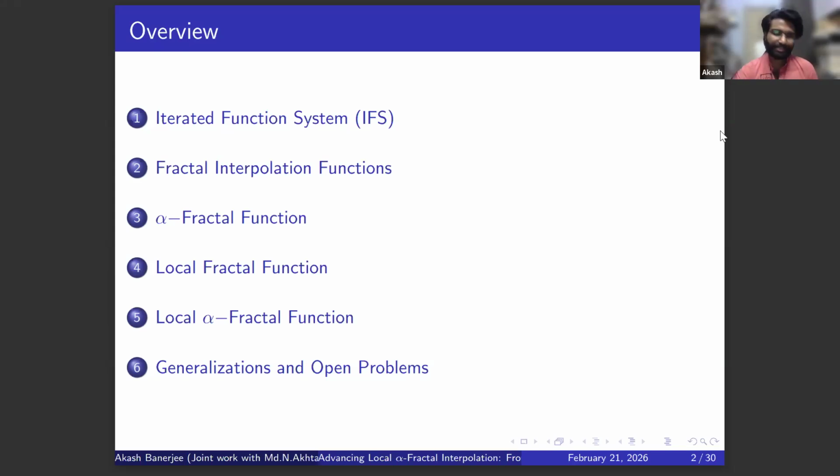So we generalize this idea. Alpha fractal functions basically operate globally, so in some sense we generalize this idea in a local sense. Let me go to the details first. Last of all, I will talk about some generalizations, how we can further generalize the idea of local alpha fractal functions, and I will discuss some open problems.